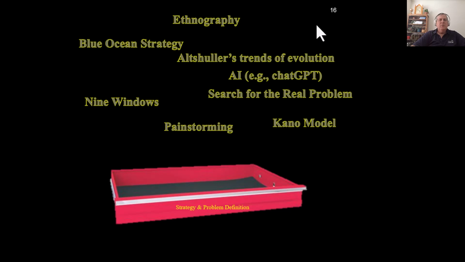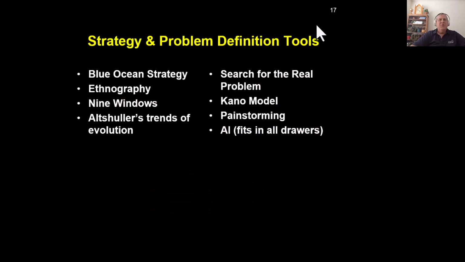So I put those tools kind of in the front end, helping me figure out where the opportunities lie, what I should be working on, what problem statement I write based on that opportunity, what my competitive strategy is, things of that sort. This next slide just presents them in a slightly easier to read format, all in one list. So those are the strategy and problem definition tools.